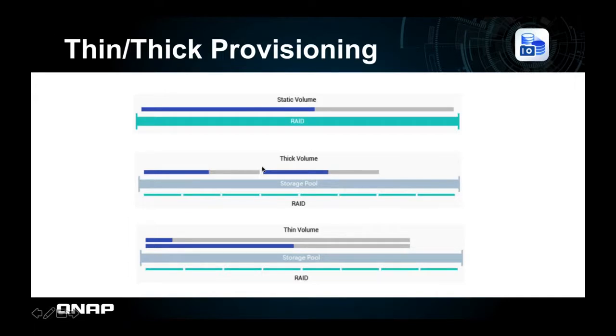The thick volume has a little bit less performance than a static volume, just because there's an extra step of translation. For a static volume, your volume is your RAID group, but for a thick volume, there's a translation from space on the thick volume to space on the storage pool, to space on the disks. So there's a little bit of extra translation involved, and that's why the best performance is the static volume. But really the performance cost is fairly small, so I still highly recommend thick or thin provisioning.